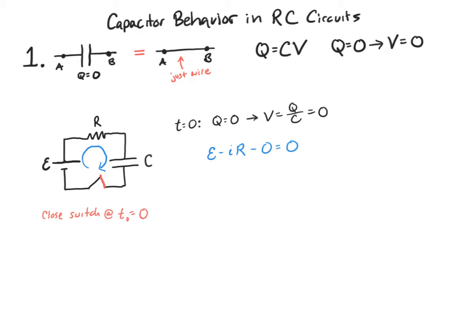In fact, we find that the current through the circuit is just going to be the voltage across the battery divided by the resistance of the circuit. Now, this is only for t equals 0. This is for the moment after the switch was closed. So what's going to happen after we wait a while?